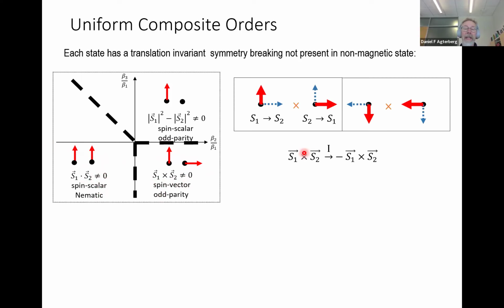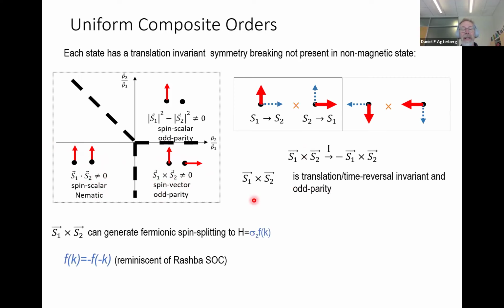So I'm going to skip the explanation of this symmetry here and just talk about the consequence of this last state. S1 cross S2 is time reversal invariant. So if I flip the two spins, it doesn't change sign. It's odd parity. And so that means in our microscopic Hamiltonian, we're permitted to have some spin vector times some function f of k. And because of the odd parity, this function f of k must be odd under k goes to minus k.